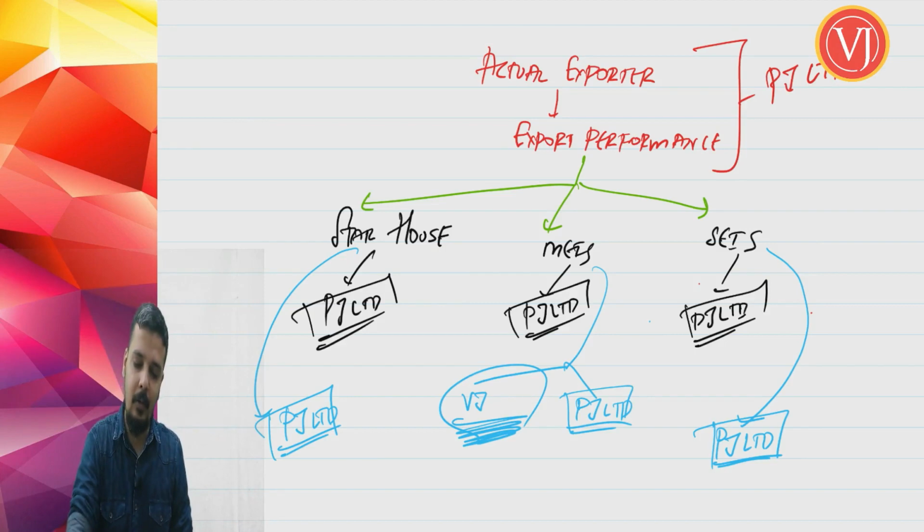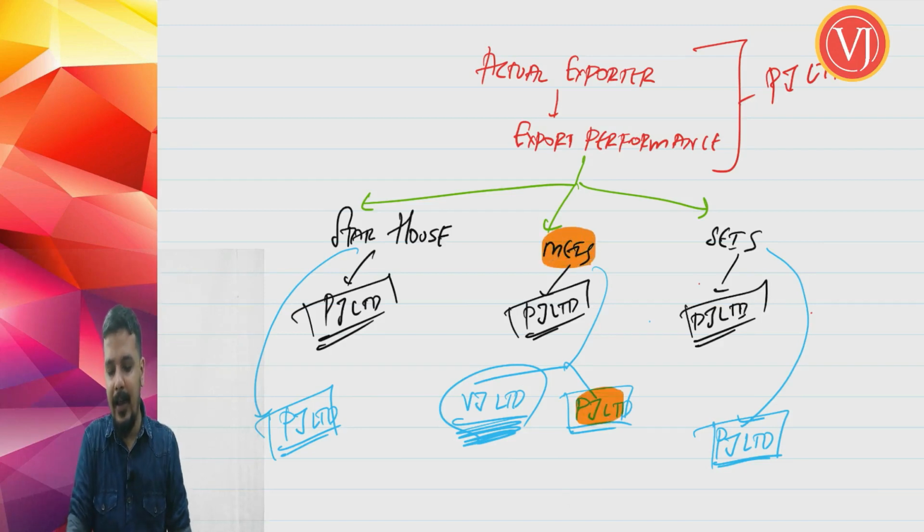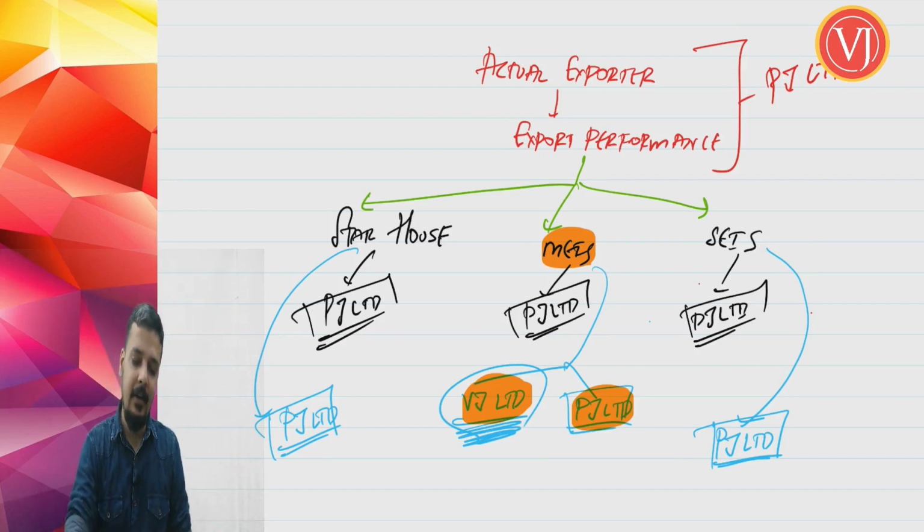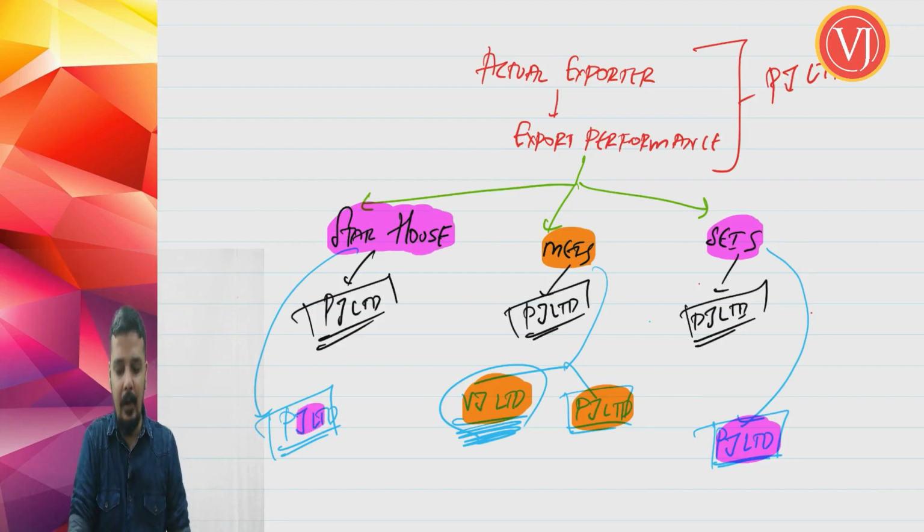So this is very special, only for your MEIS. This MEIS script can be claimed either by the actual exporter PJ Limited or the supporting manufacturer VJ Limited. And when the supporting manufacturer is claiming, he should give a disclaimer from the actual exporter PJ Limited. Whereas when you talk about your SEIS script, it can be claimed only by the actual exporter PJ Limited. Whereas when you are talking about star house category, this transfer is not allowed. That turnover will be added only in the turnover of PJ Limited, and the benefit can also be claimed only by PJ Limited.